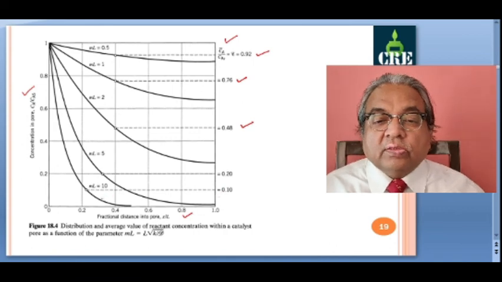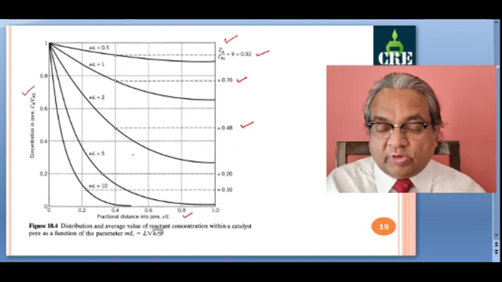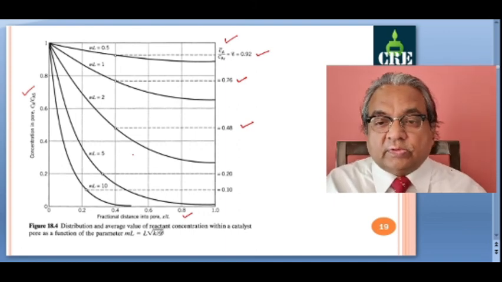So if you take mL equal to 100, the efficiency will be 0.01, just 1%. So we'll stop here today and we'll continue with this topic in our next lecture.